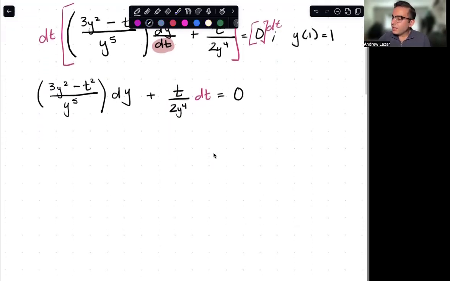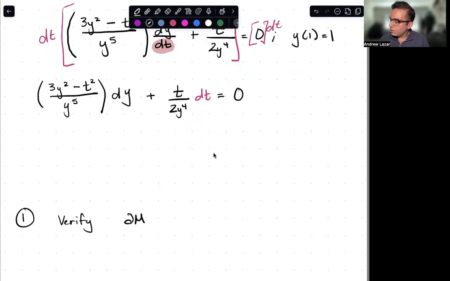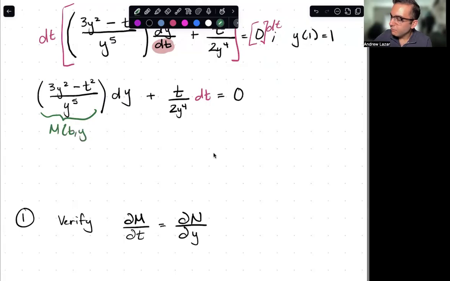Okay, so the first thing that we're going to verify, to check that this is exact, is that the partial of m with respect to t equals the partial of n with respect to y. Now, what in the world are m and n? Well, m is going to be the function that lives in front of dy. This is your m of t,y. And then this is your n of t,y.